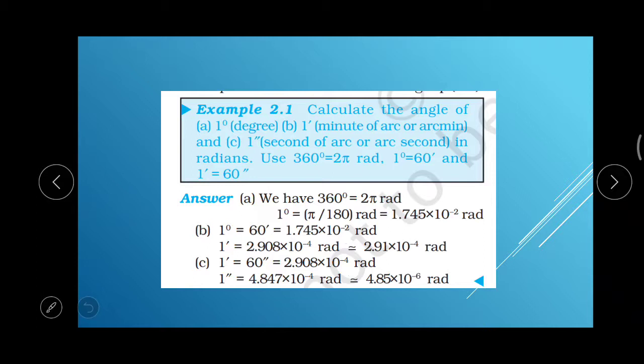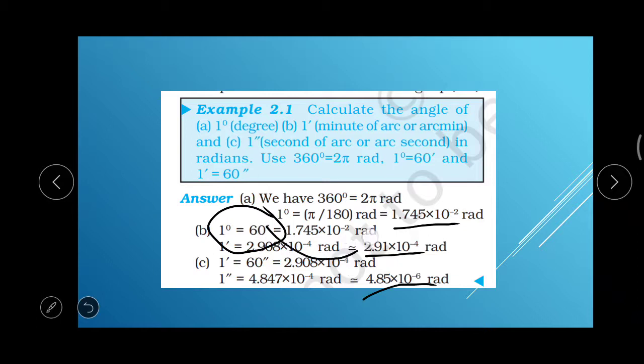And we have seen that 1 degree is equal to 1.745 into 10 to the power minus 2 radian. As well, 1 minute is equal to 2.91 into 10 to the power minus 4 radian, and 1 second is equal to 4.85 into 10 to the power minus 6 radian. And 1 degree is equal to 60 minutes, and 1 minute is equal to 60 seconds. That relation also you should remember.